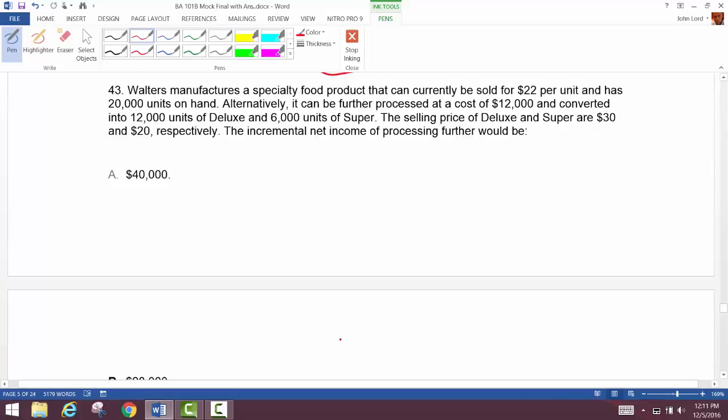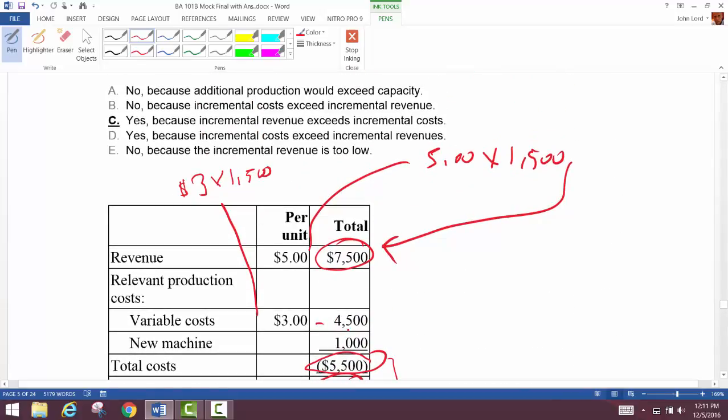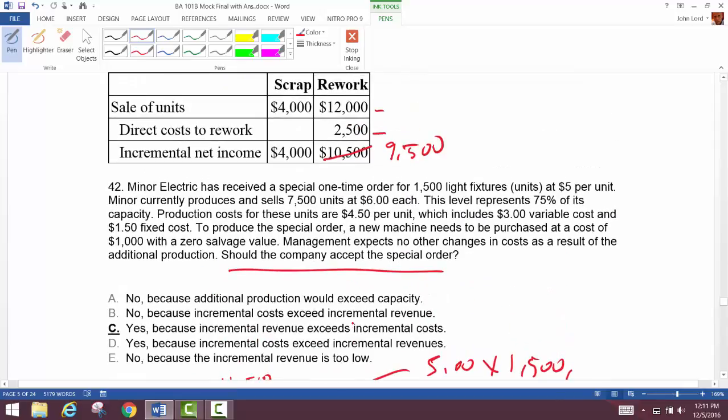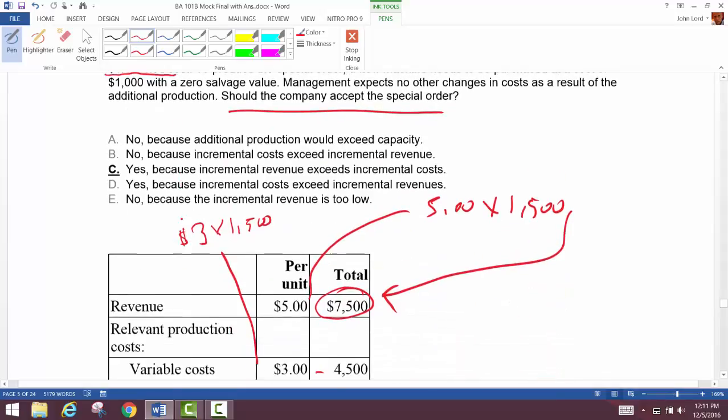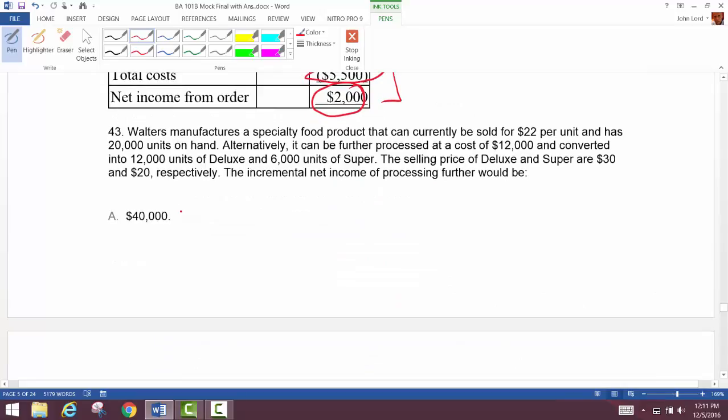Oh, important takeaway there was what, guys? What did we not use? We didn't consider the fixed costs per unit, right? The presumption is that those aren't going to go away. Okay, good. We come over and we look at this one.